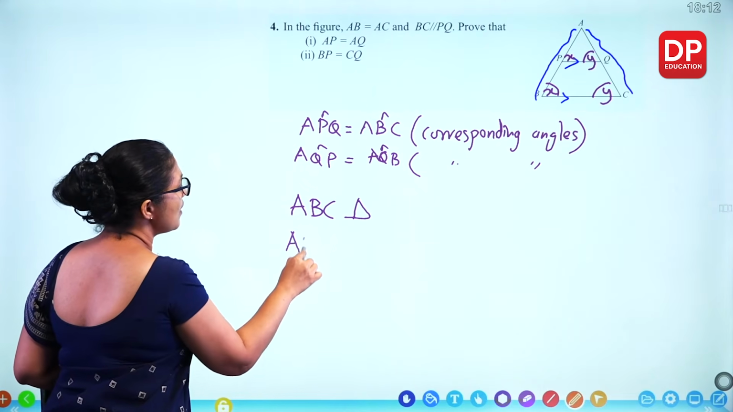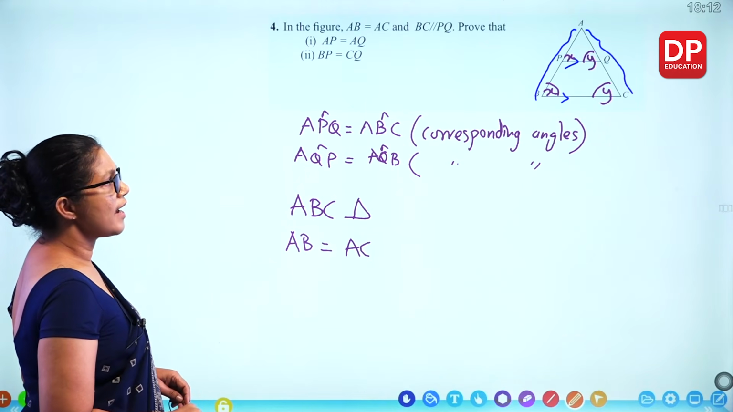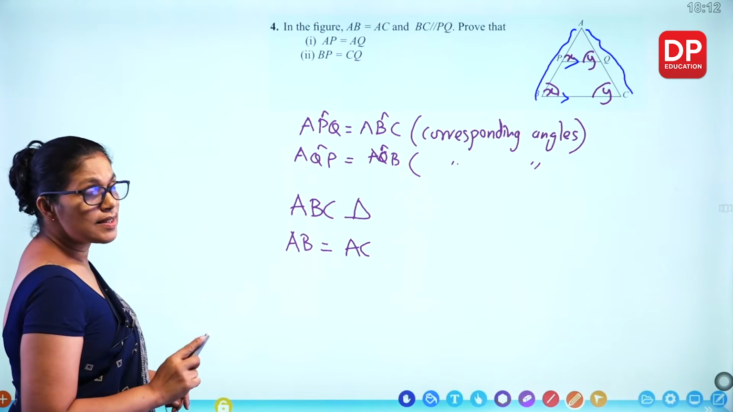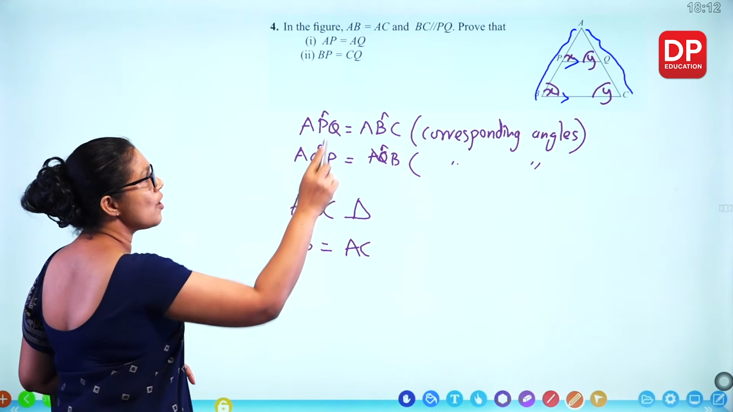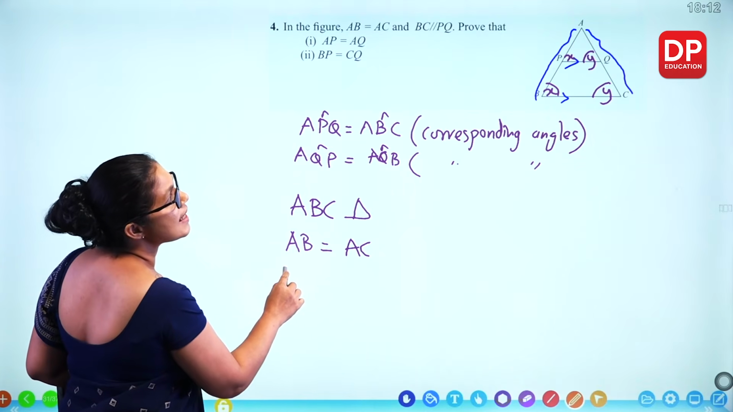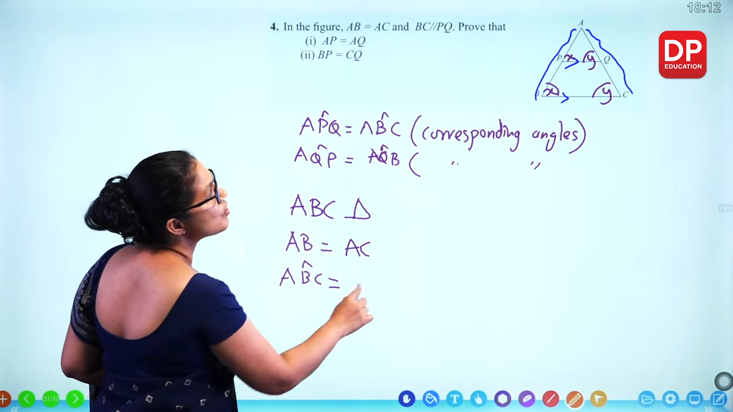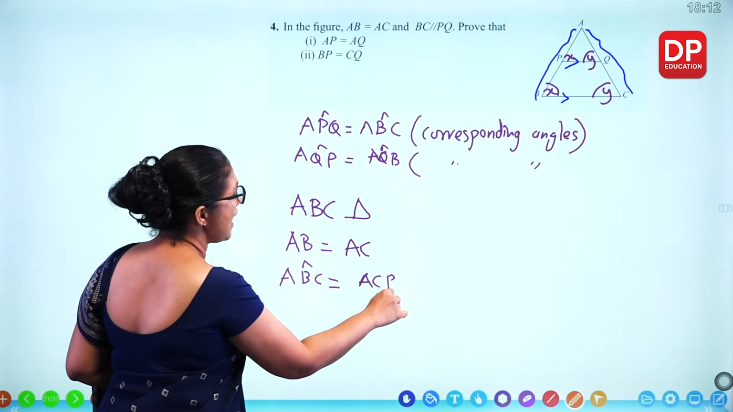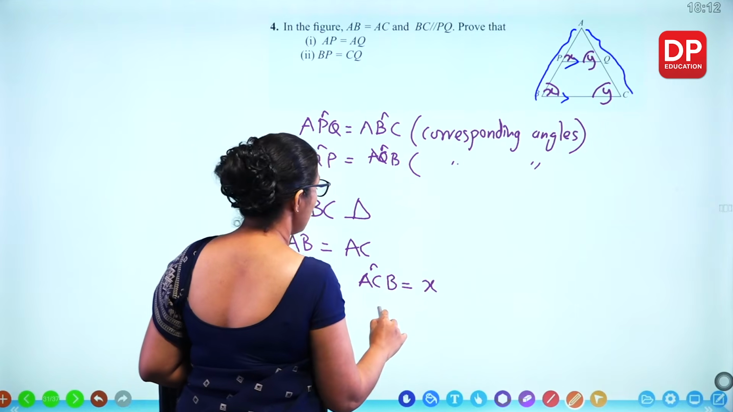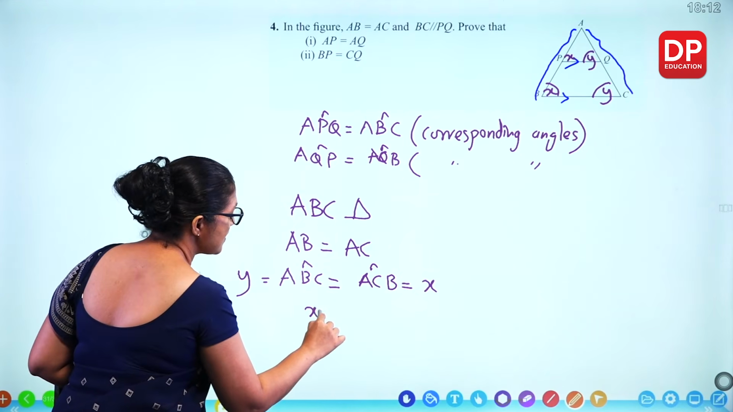And also we know in triangle ABC, AB is equal to AC. So that's an isosceles triangle. So what can you say about x and y? x equals y, because ABC is an isosceles triangle. So we can say angle ABC should be equal to angle ACB. That means x and y. So here this is y. So that means x equals y.